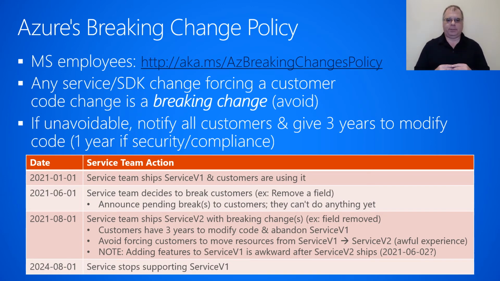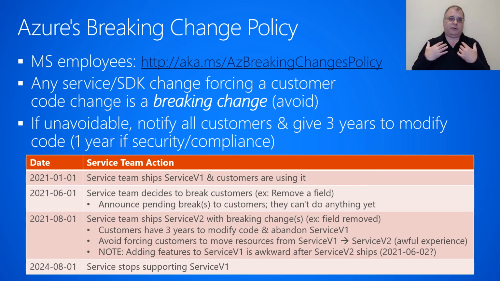The whole goal here is we're trying to avoid forcing customers, on our timeline, to go and modify things. We're giving them this 3-year period, or 1 year in the case of security or compliance. Also, another thing to note is that we want to avoid forcing customers to move resources from Service v1 to Service v2. That's just an awful customer experience. In other words, it's very nice if Service v2 is capable of still using the v1 resources. Maybe it just ignores that field that was in there, and v2 doesn't allow the field to be passed in from a client anymore. Right? In that case, we don't have to do anything to the resources, and the existing customer resources remain good.